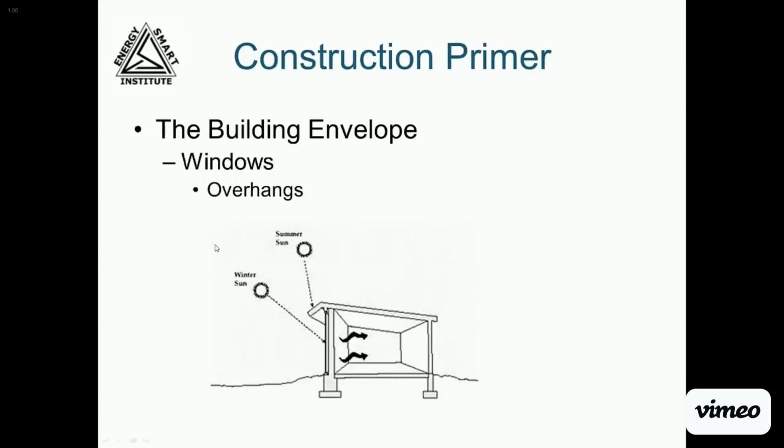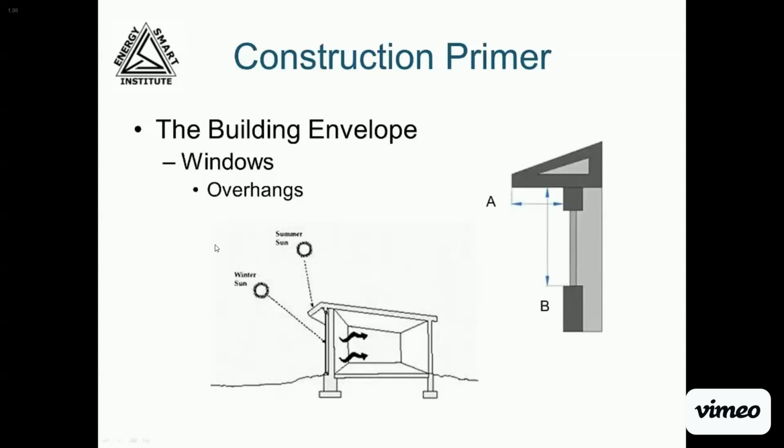In southern, hot climates, overhangs may not be enough. Trees or other external shading may be required on the south side of the structure to shade the windows in the summer. The depth of the overhang from the exterior side of the envelope wall to the edge of the overhang, measurement A in this picture, and the distance from the bottom of the overhang to the bottom of the window, measurement B, are the measurements that need to be considered.